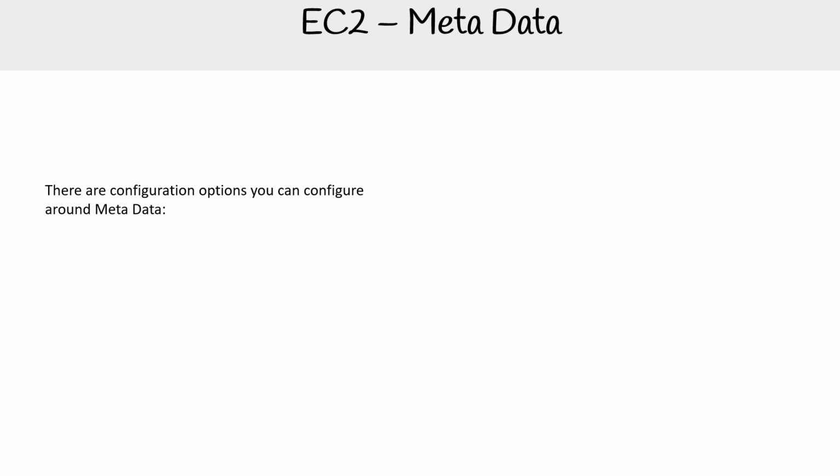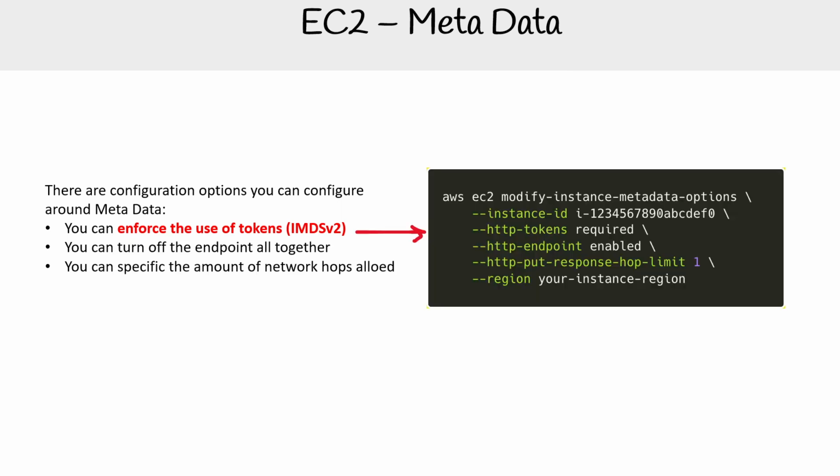There are configuration options you can configure around metadata, so you can enforce the use of tokens. You can turn off the endpoint altogether. You can specify the amount of network hops allowed. It says a load, but there's supposed to be a W here, so I apologize. And so if you do this in the management console, it's displayed differently as opposed to here. It just looks like you pick version 1 or 2, but really what you're doing is you're saying enforce the token or do not have a token. If you're enforcing it, then you're using version 2.